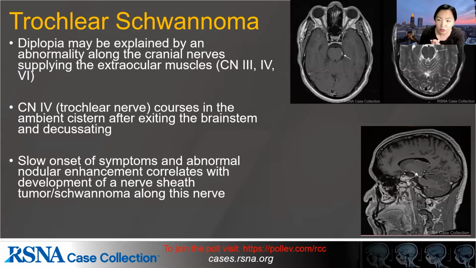So if you're not suspecting a lesion in the site, it's almost impossible to pick up something right here, right? So it's important to know the history, and it's important to look in the right area when the history points you towards an extraocular movement problem. And again, in this case, the slow onset of the patient's symptoms, as well as this abnormal nodular enhancement in the region where you would expect the trochlear nerve to course, is helpful in identifying the pathology.